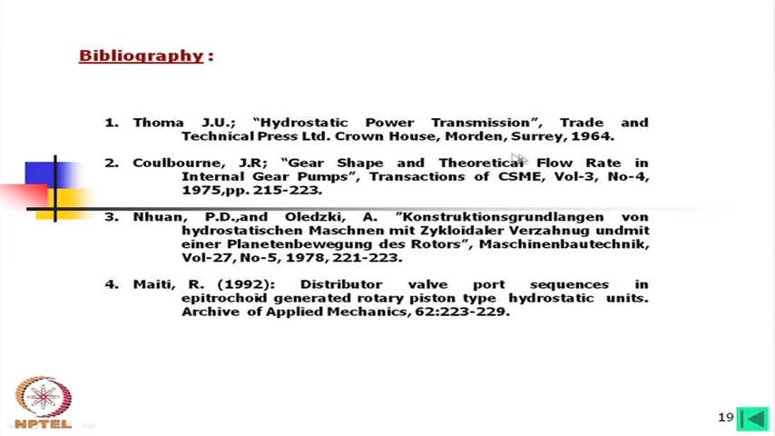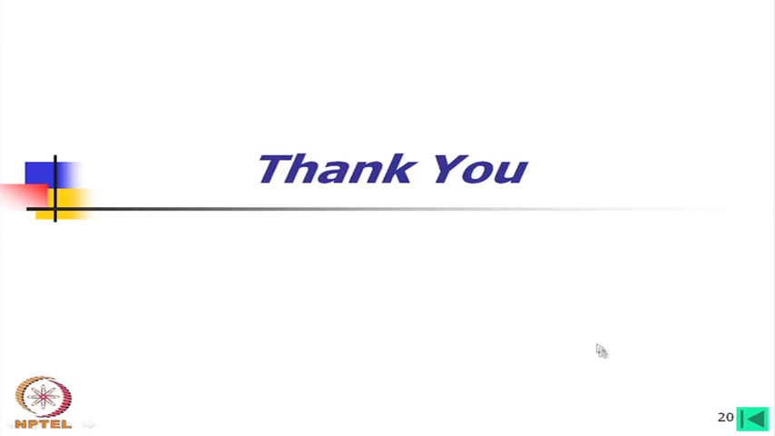Also, Kolbarne derived such a displacement formula for the fixed axis, and Thoma, I have used this, how the phase changes and other things. So you can read this book also. But if you would like to know about the phase differences and volume change, etcetera, you can read this paper. Okay, thank you.